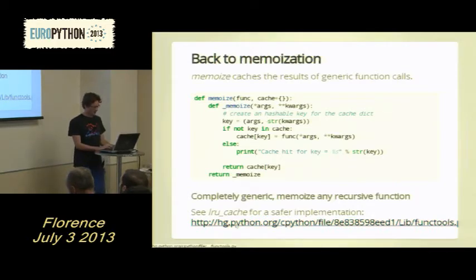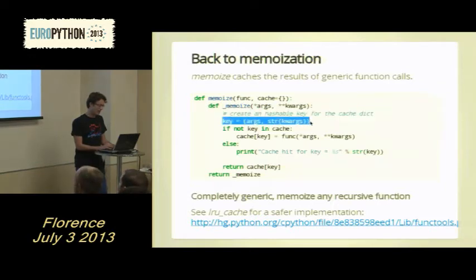If you want to see a real, safe implementation of this in Python, from Python 3.3, I think, there is an LRU cache function. The problem is that it's very, very long, because it has to do a lot of things like frozen sets that I'm not doing.